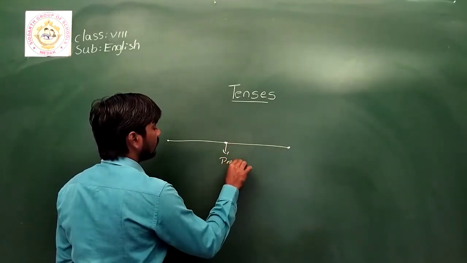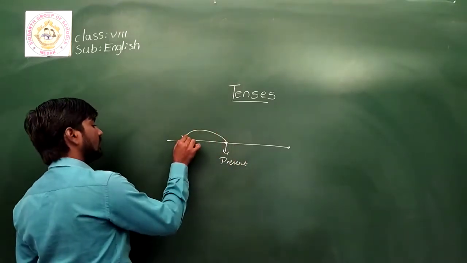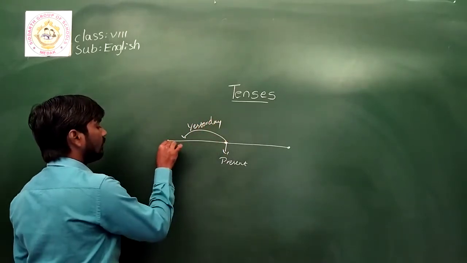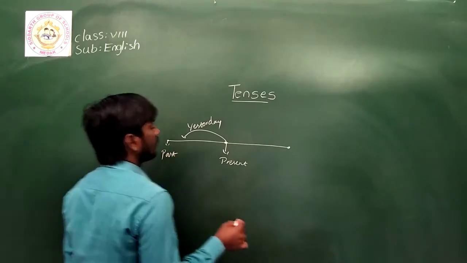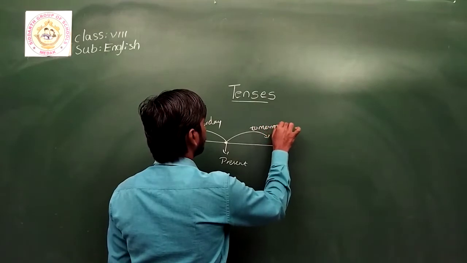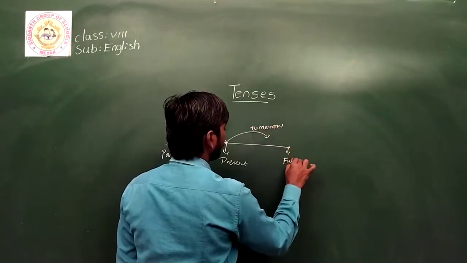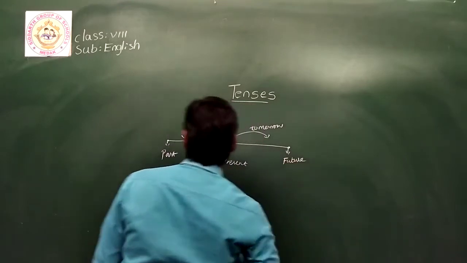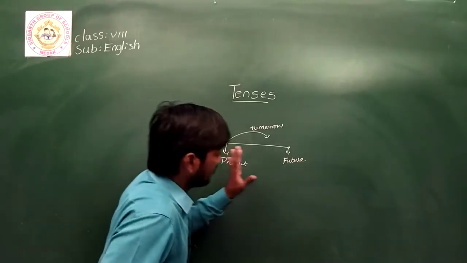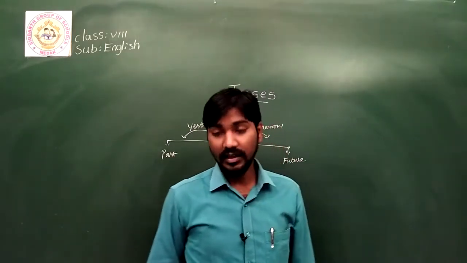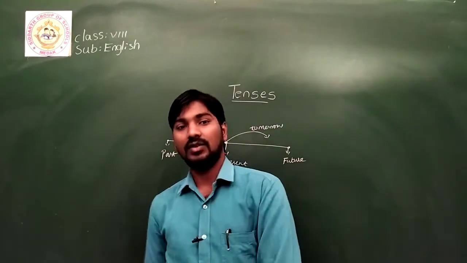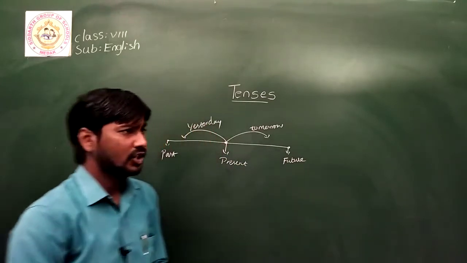Present, we are here now. If you go back, it is yesterday. Yesterday means a completed action, so it is past. And it is tomorrow, and this is future. So past, present and future. These are the three tenses we have in any language, not only English. In Telugu you have, in Hindi you have, in English you have. In any language you have these three.